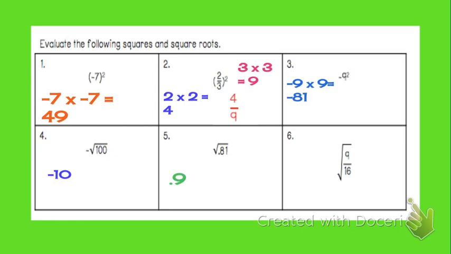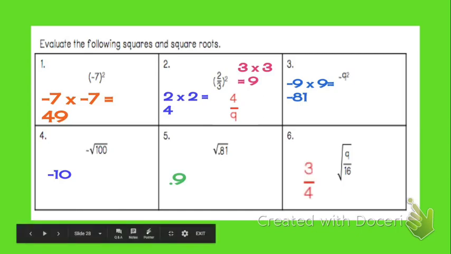And now we need to know what the square root of 9/16 is. So what we're going to do is do these individually, and we're going to say the square root of 9 is 3, and the square root of 16 is 4, so it gives us 3/4.